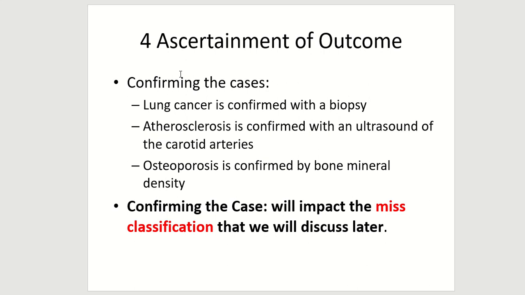So ascertainment of outcome continued confirming the case. Lung cancer, مثلا, is confirmed with a biopsy. Arteriosclerosis is confirmed with an ultrasound of the carotid arteries. Osteoporosis is confirmed by bone mineral density. So confirming the case will impact the misclassification that we will discuss later. You probably have heard this term before, misclassification, and it's as simple as the term means you're misclassifying an individual, either with regard to their outcome or with regard to their exposure.